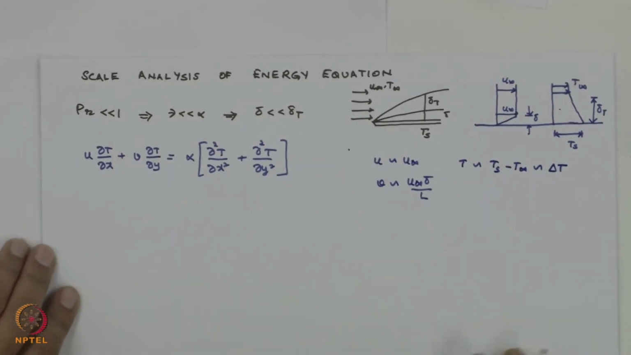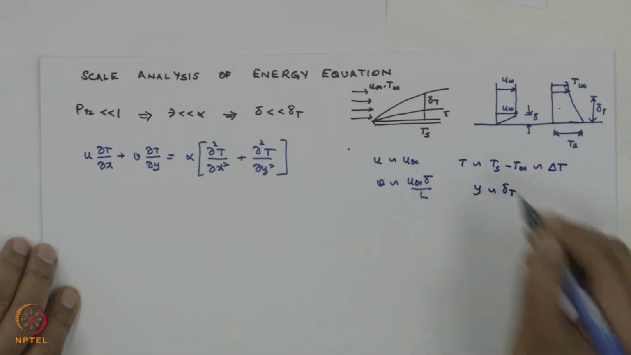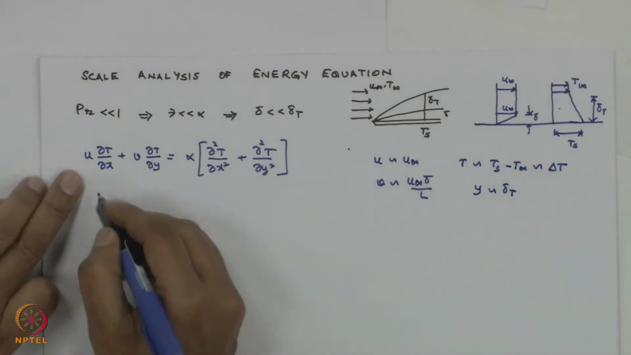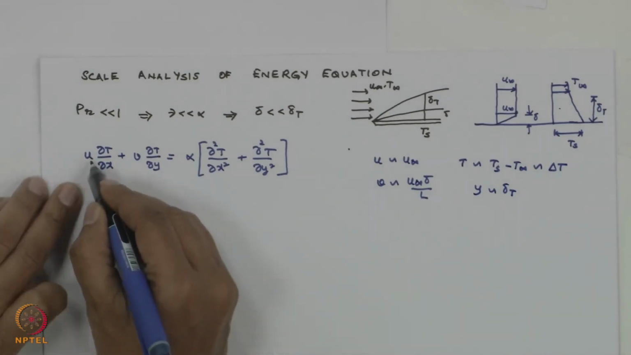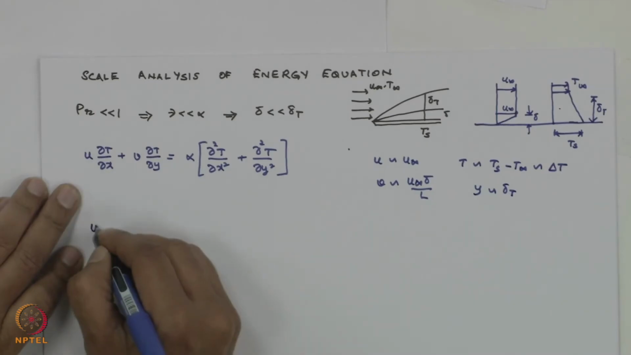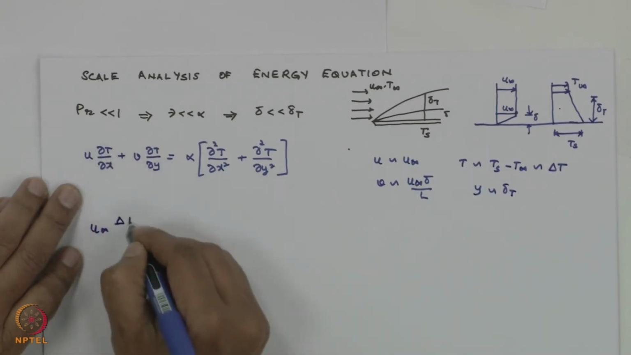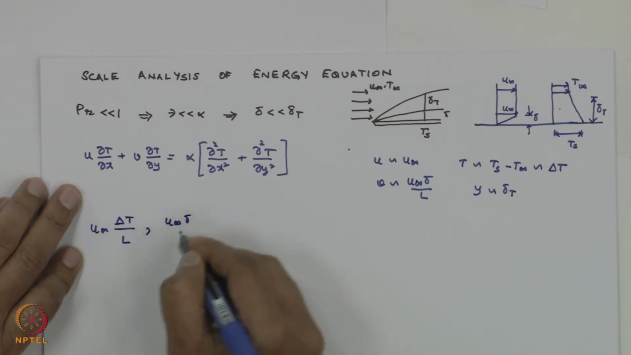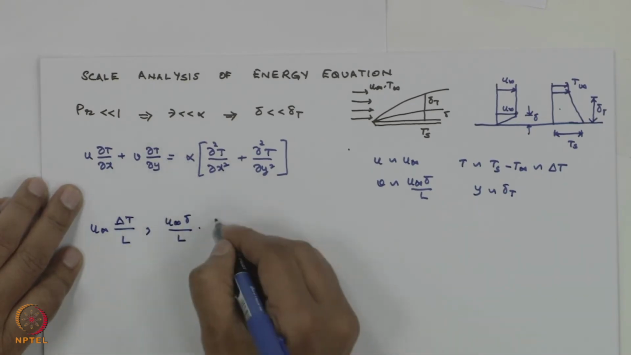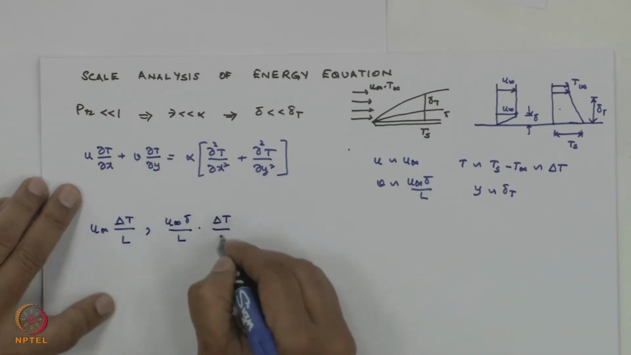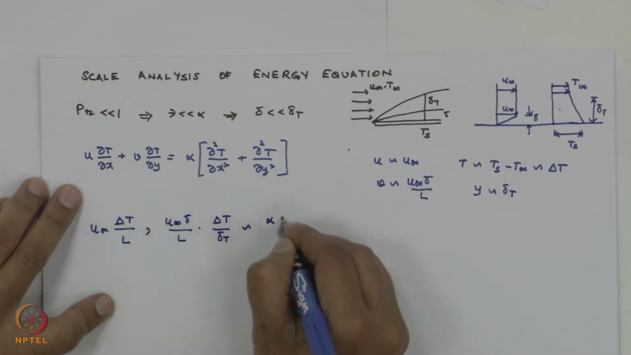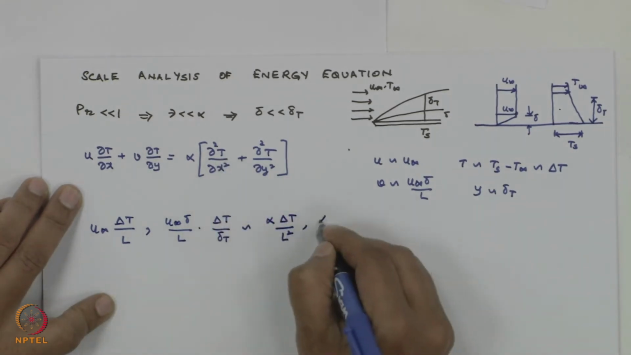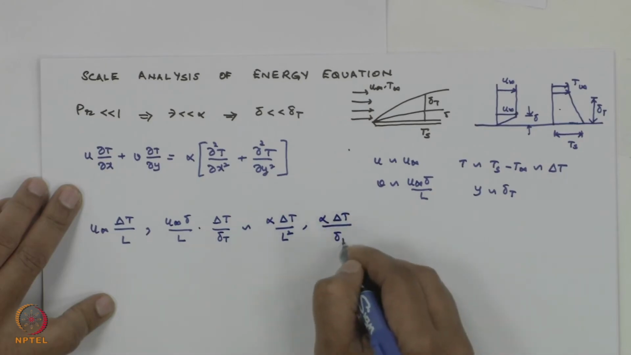Okay, so Y is of the order of delta T, the thermal boundary layer thickness, because that's where the energy transfer is taking place. So if I put the orders of magnitude of each term, I get U as U infinity, del T as delta T, and del X as L; V is U infinity delta by L, and del T is delta T, and del Y is delta T. The right hand side is of the order of alpha delta T upon L squared, comma, alpha delta T upon delta T squared.